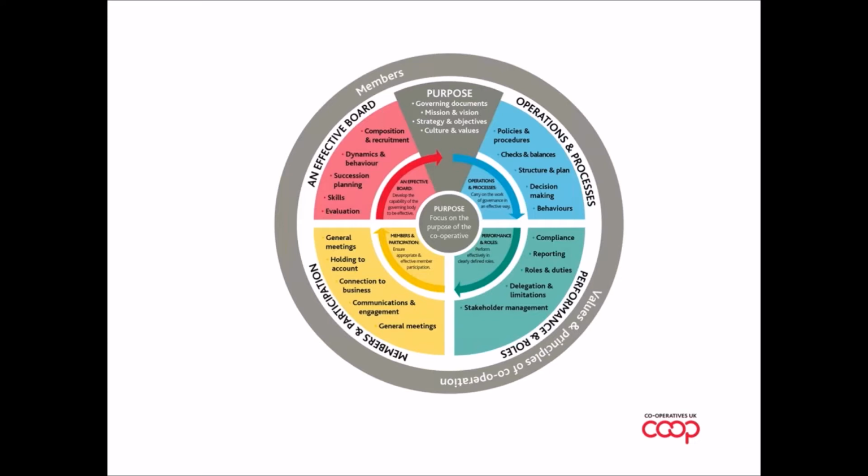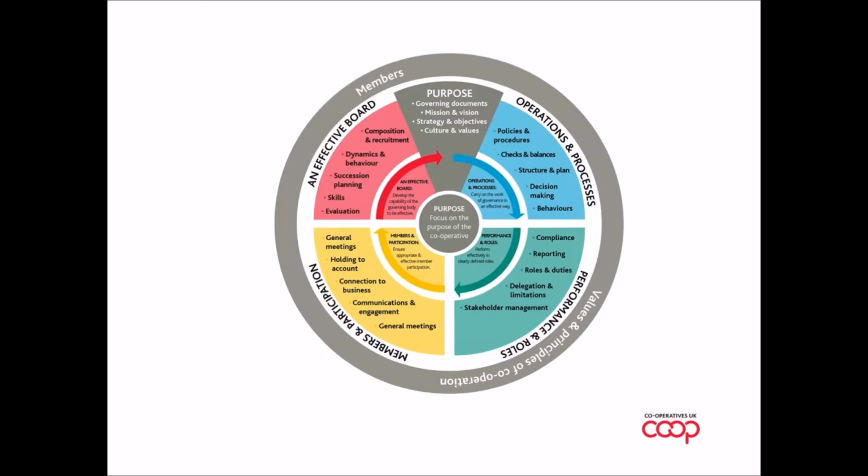What is the cooperative's purpose? How is it outlined in the governing document? What is its mission and vision? How is it going to get there? Does it have a strategy that helps deliver that mission? It's important to have a purpose and to work towards that purpose. And the member circle around the governance wheel suggests that members are the people that should drive the purpose of the cooperative and obviously be involved in deciding what that is.